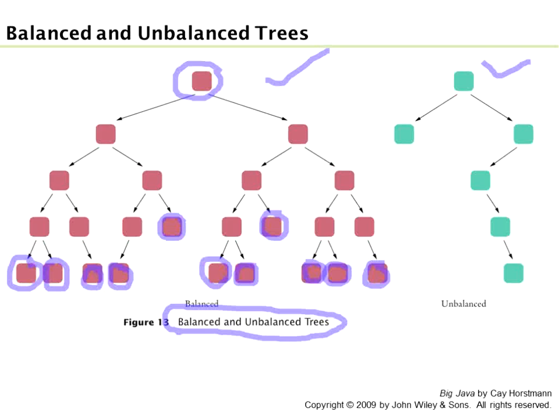Now find out the length from this root to this leaf node. What is the length? This is 4. What about this? What is the length? Again 4. And here the length is 5.